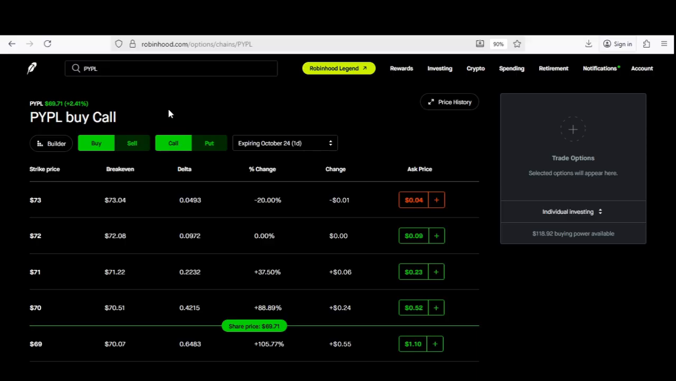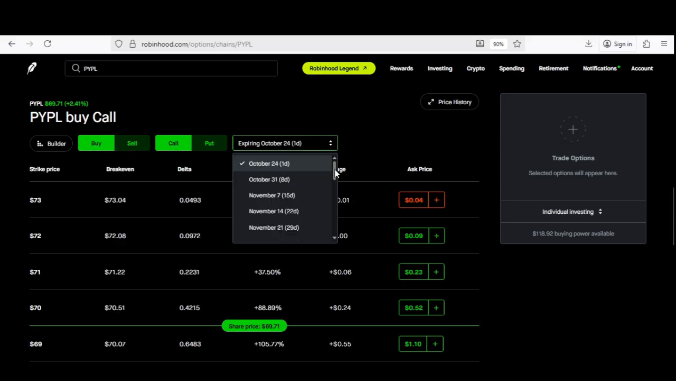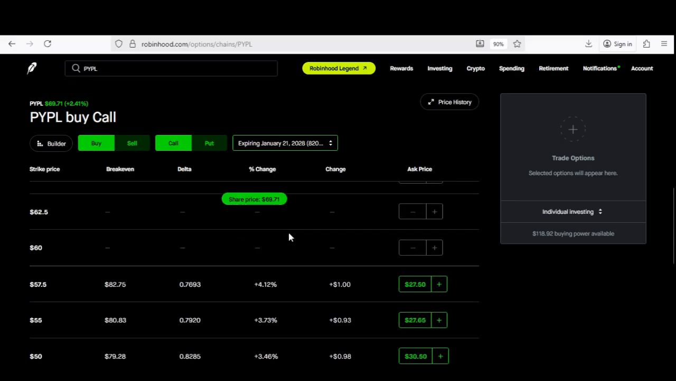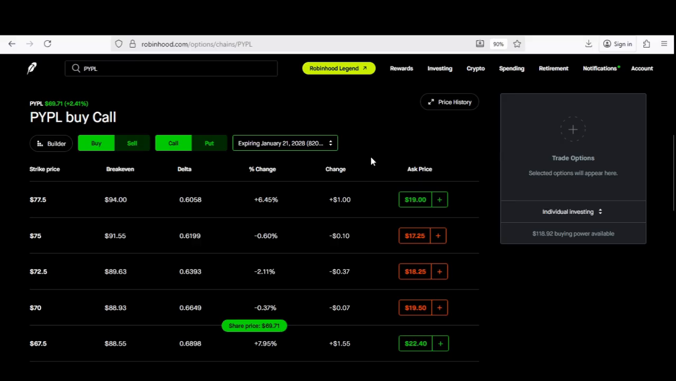Now, the option strategy I would be doing with PayPal, here goes. I am going to buy a call. I'm going to go ahead and choose an expiration date. The expiration date I'm going to use for PayPal is going to be June 21st, 2028, which gives me around 820 days to expiration.